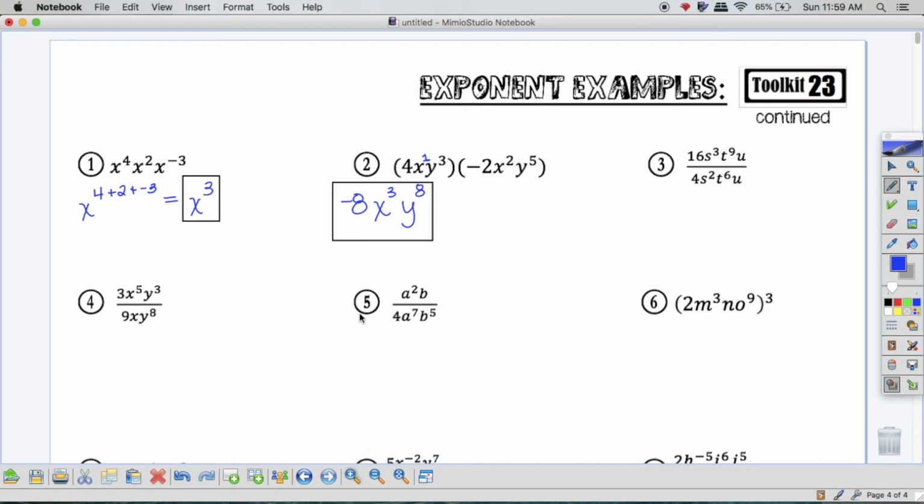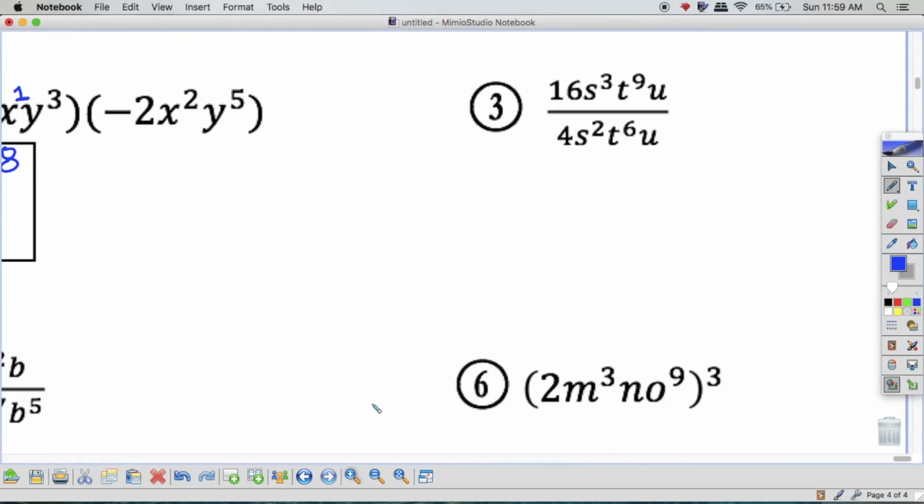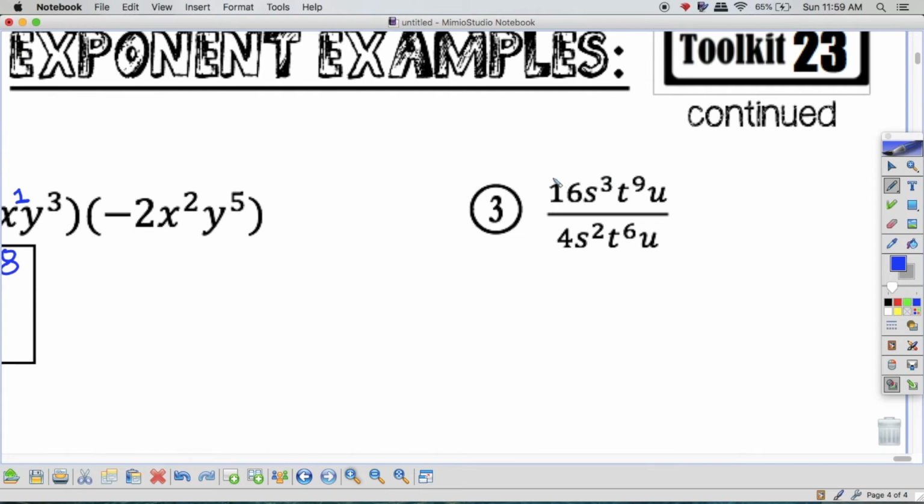Okay. Looking at number 3, I'm going to do 16 over 4 the same way I have always done 16 over 4. 16 divided by 4 is going to be 4 on the top. Okay? And then I'm going to look at s to the third over s to the second. I need to subtract. 3 subtract 2 would be s to the first. And then t to the ninth divided by t to the sixth. I need to subtract exponents. 9 subtract 6 would be t to the third.